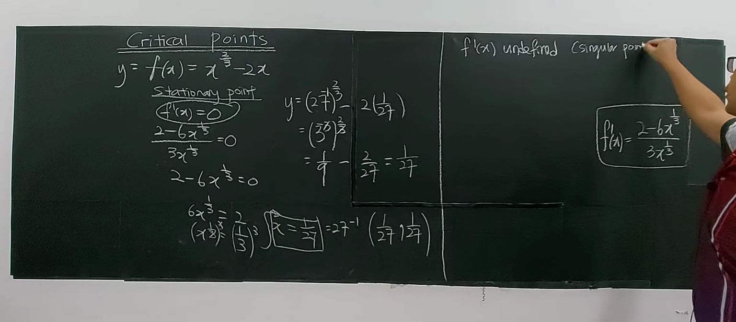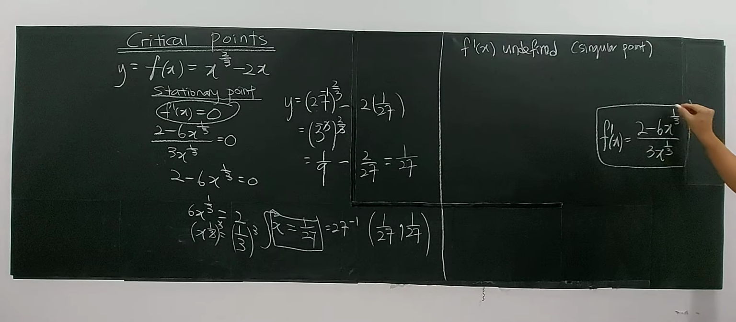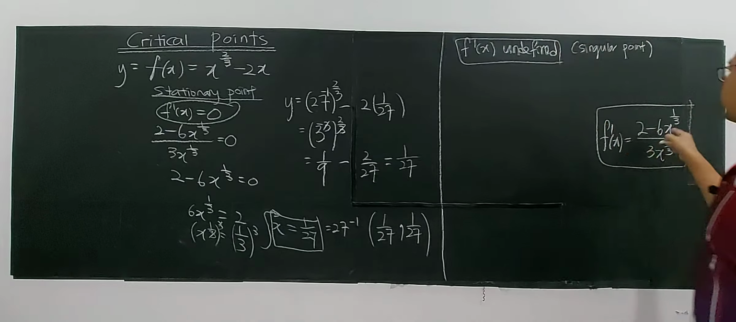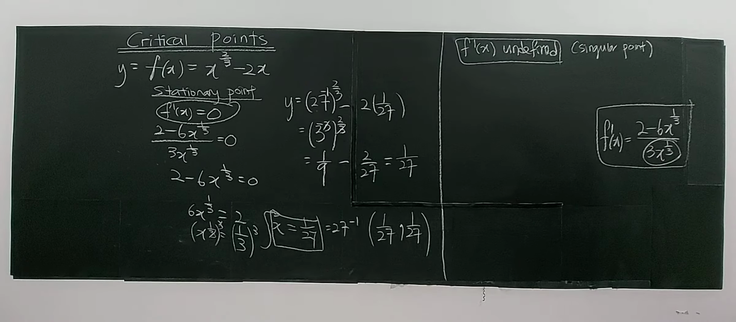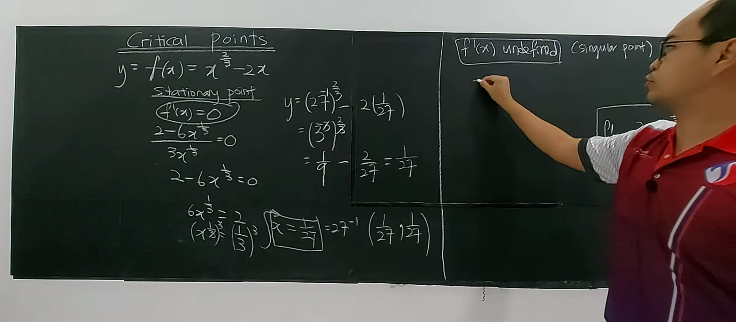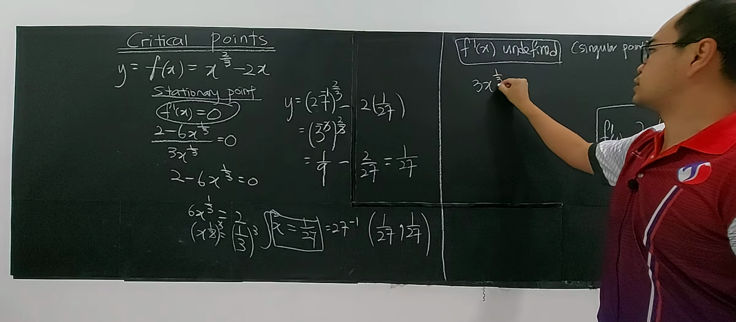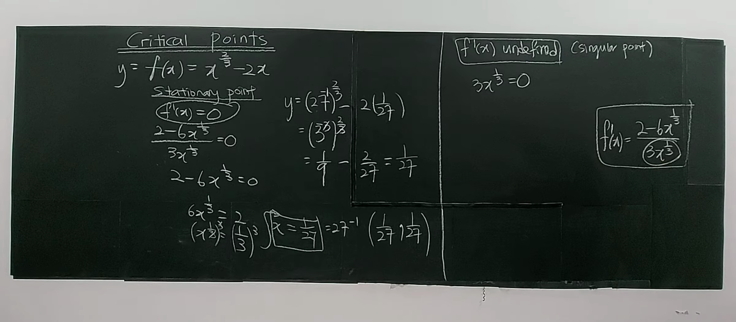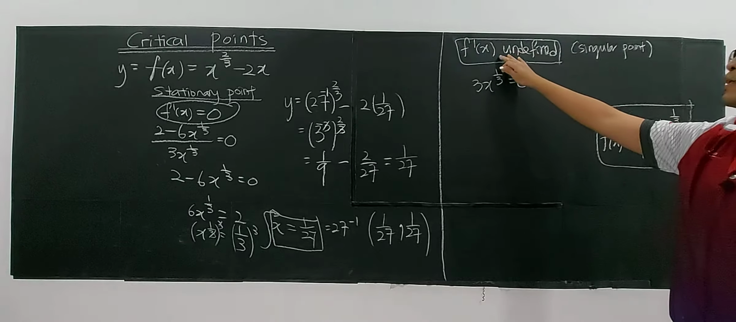So how to find this point? Very simple. f prime x is undefined. If this is a rational function, then we look at the denominator, right? A rational function is only undefined when the denominator is 0. So 3x to the power 1 over 3 is equated to 0. I equate this to 0 because this cannot be 0, right? So f prime x is undefined.